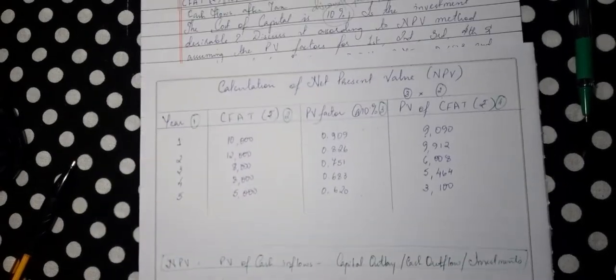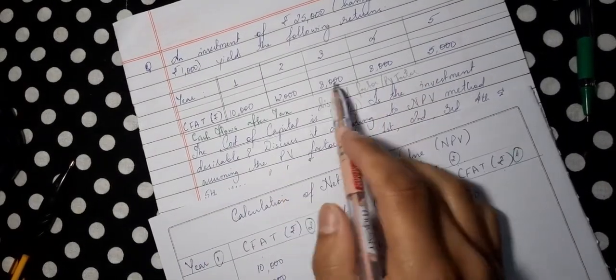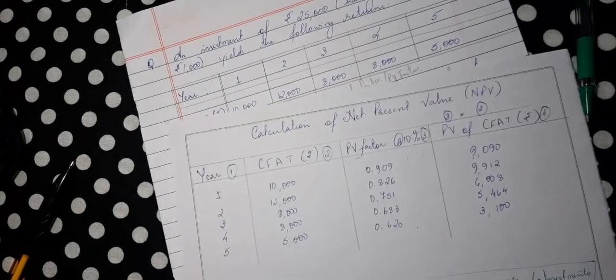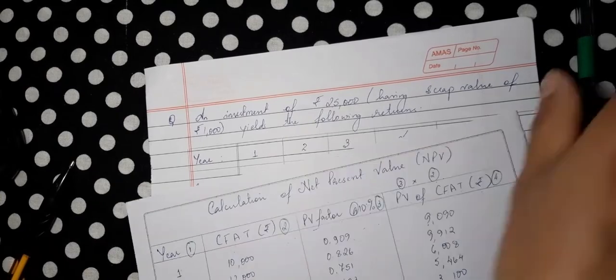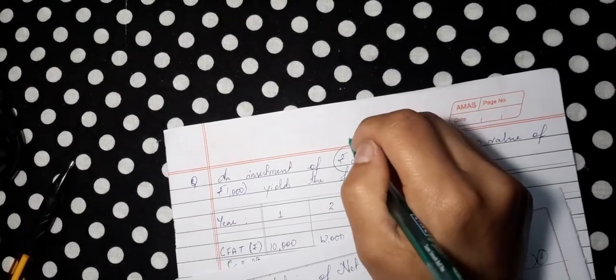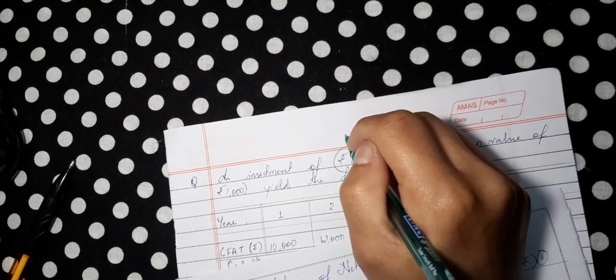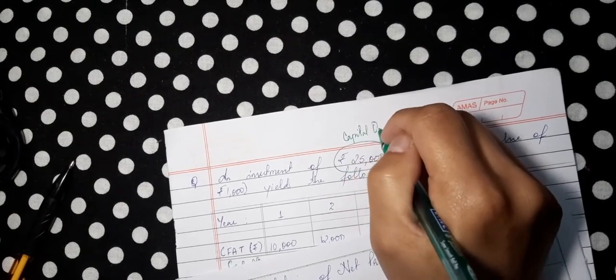So these are all of the cash flows that they've given to us in the question. If we look at the question once again, they've provided years 1 to 5 with distinct cash flows respectively. However, if you look at the first line in the question, they've given you an investment of rupees 25,000. So from this point itself, we can see that this amount is the amount invested, also known as the cash outflow or the capital outlay. So I'll write it here as capital outlay.